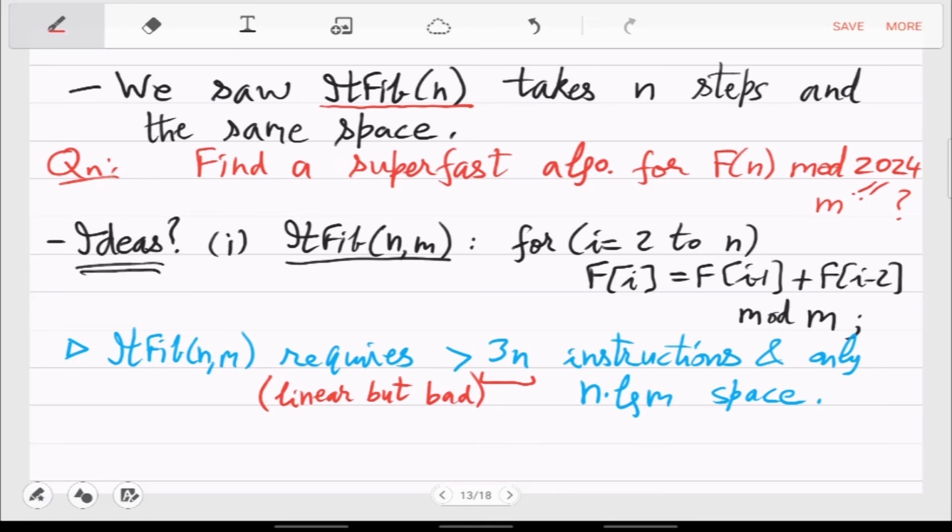So yeah, the time is linear, but it's still bad because our n is going to be very large. So it doesn't give a good time in seconds. And yeah, again, just for completeness, let's also check recursive fib, which is now n comma m.